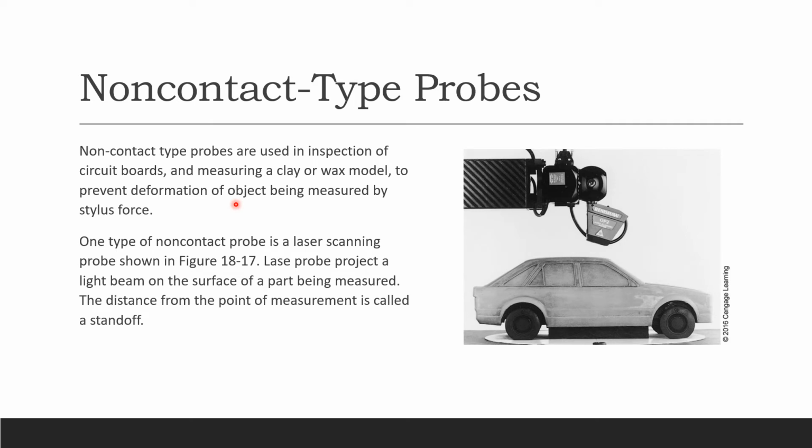Non-contact. Alright, non-contact type, we use it in inspection of circuit boards, complicated boards. Measuring a clay or wax model, you don't want to touch it. You want to prevent deformation of the object being measured by stylus force. We don't want the part to be touched, even with the probe, okay, because it's going to deviate the measurement.